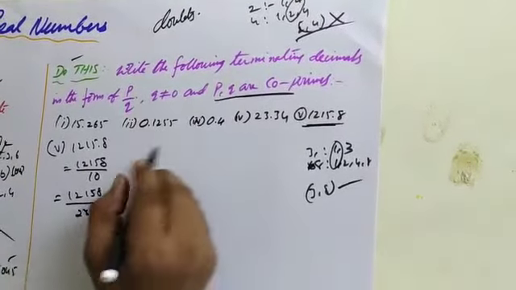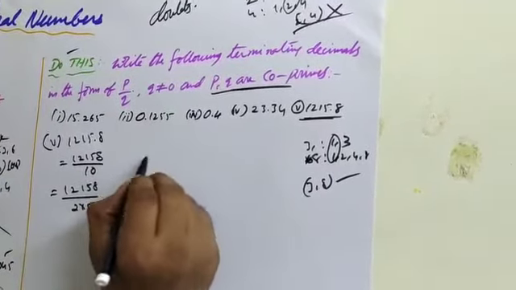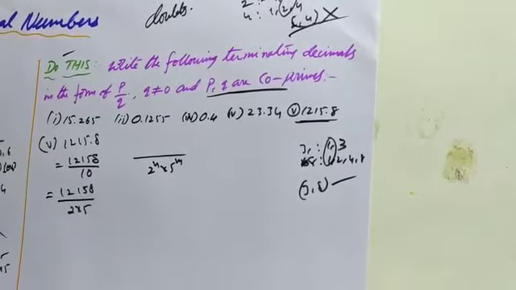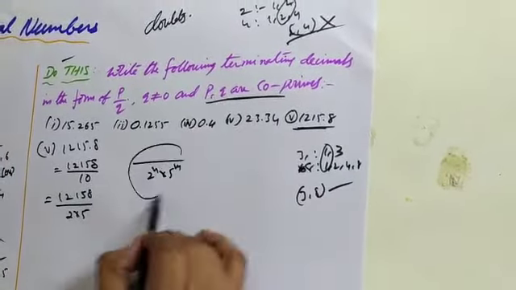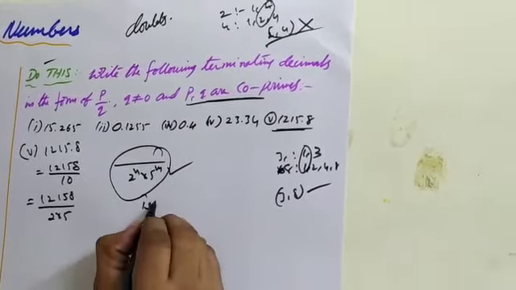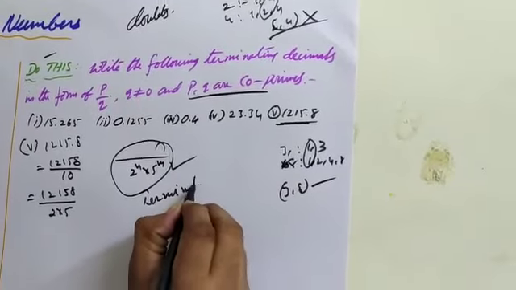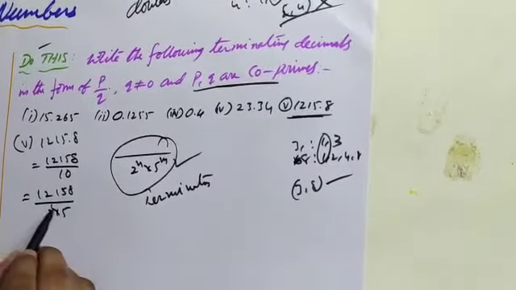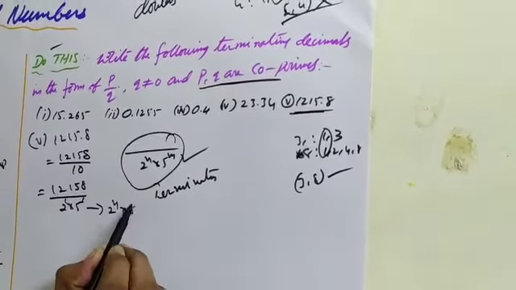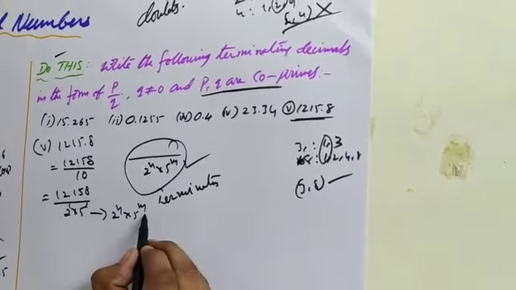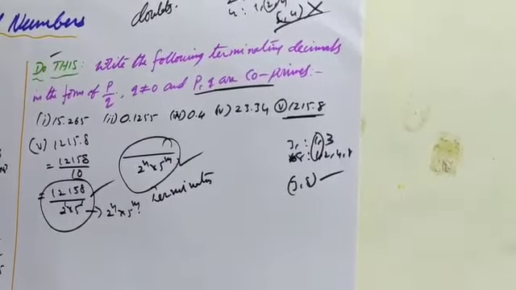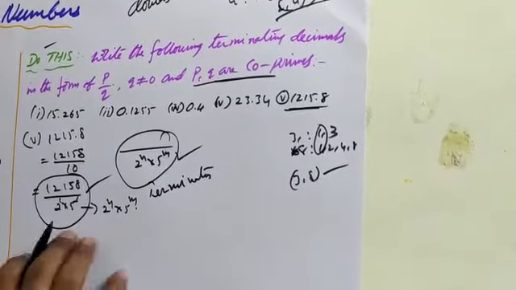The denominator portion is 2 power n into 5 power m, so the rational number is terminating. 2 power 1, 5 power 1. In the form of 2 power n into 5 power m, the total fraction is terminating.